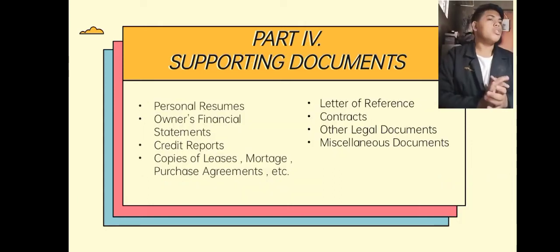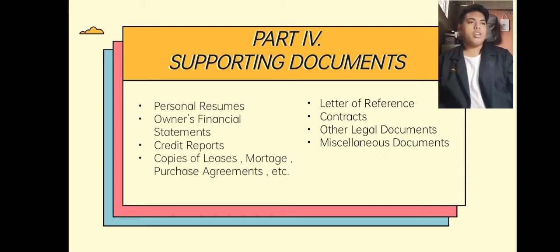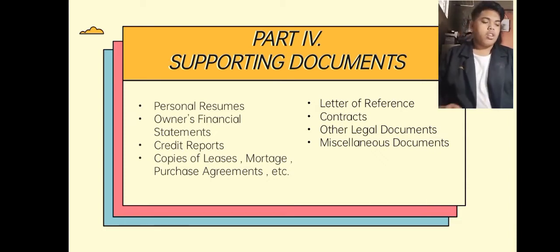Part 4, supporting documents. This section of your plan will contain all of the records that back up the statements and the decisions made in the three main parts of the making of a business plan. The most common supporting documents are the personal resume, owner's financial statement, credit reports, copies of lease, purchase, and mortgage, etc. And letters of reference, contracts, legal documents, and miscellaneous documents.